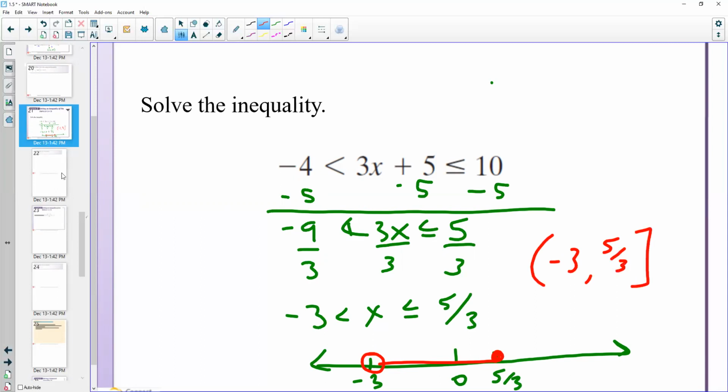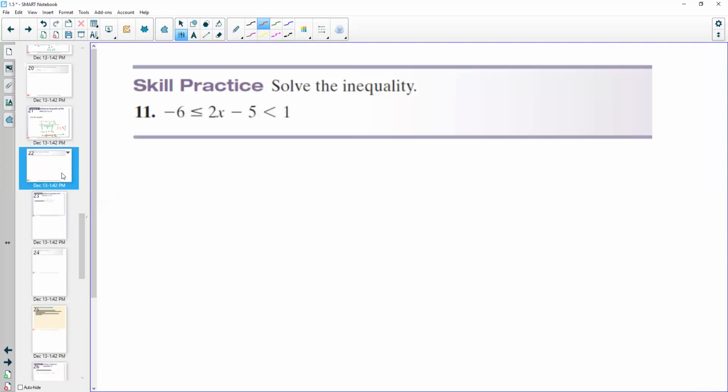Not terrible. Here's the next one. I can't turn the page. So what we would do here is exactly the same thing. You try this one. When you're finished, you should get, let's see, a hard bracket at negative 1/2 to 3, soft bracket. Okay, try the graph, try the process.